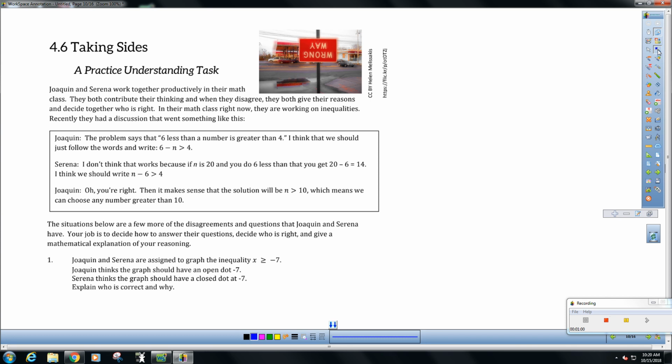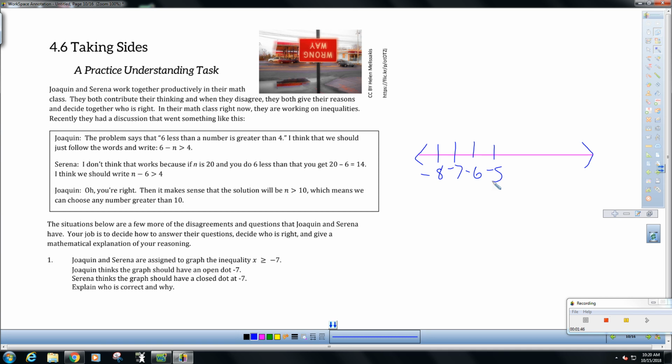Okay. The graph is x is greater than or equal to -7. And this is talking about a graph on a number line. So we got a number line. And the question becomes, do we put an open dot at -7 or a closed dot? So let's take a good read at it. So we put a couple numbers on the number line there.